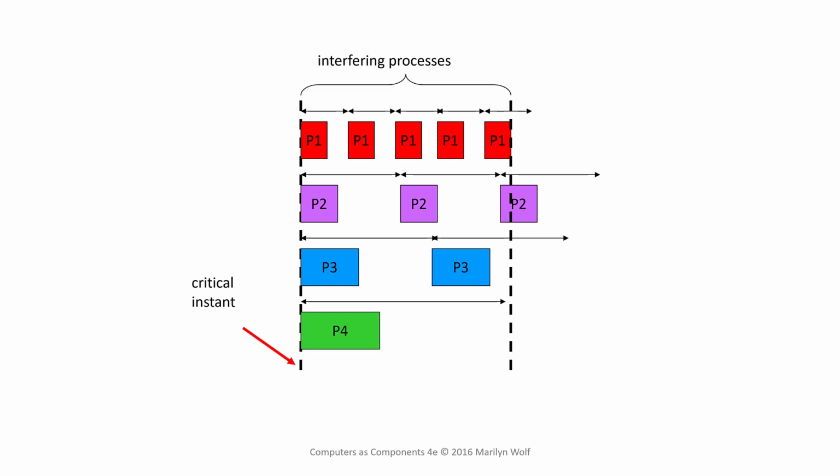So the critical instant tells us how to count the total execution time required for not only P4, but all of the executions of all the higher priority processes.